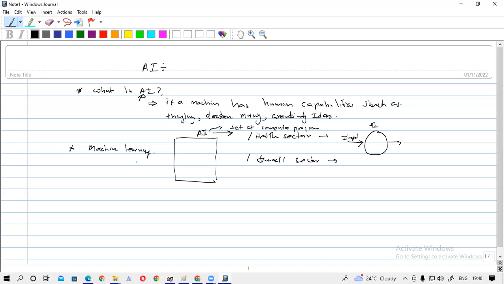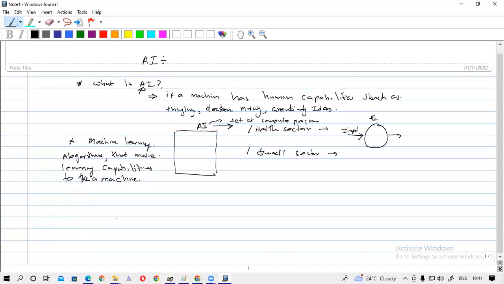So what is machine learning? Machine learning can be described as algorithms that create learning capabilities for a machine, for any kind of machine, maybe a computer or something. So if I explain it more.